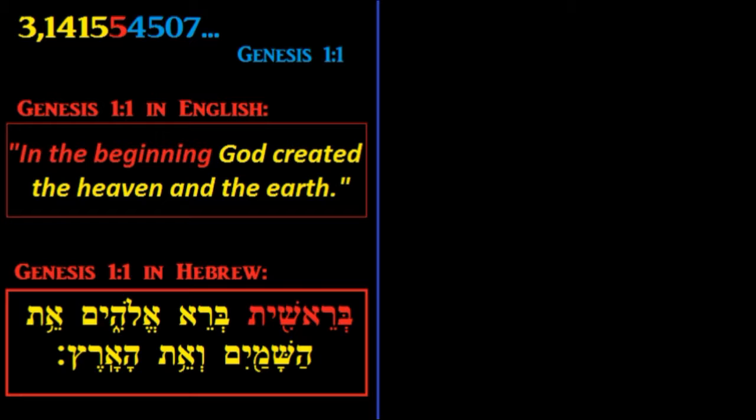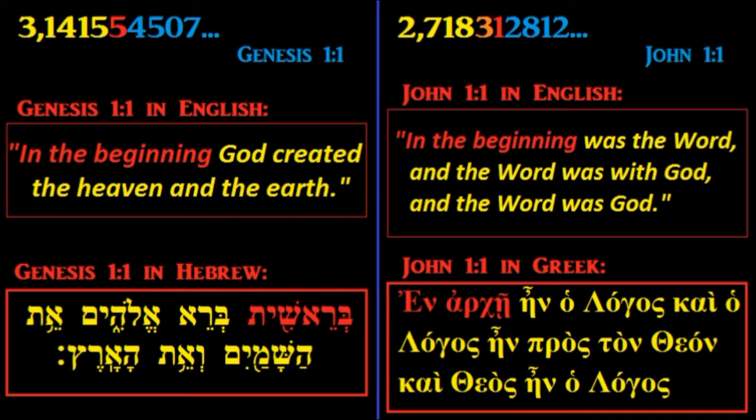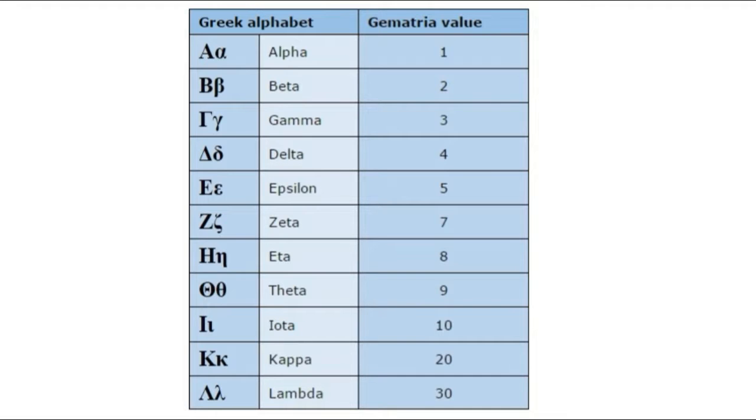The Old Testament was written in Hebrew, so for Genesis 1:1 we had to use Hebrew gematria. The New Testament was written in Greek, so for John 1:1 we'll use Greek gematria. Let's then remember the gematria table for the Greek alphabet. The method is as we already described for the Hebrew alphabet.